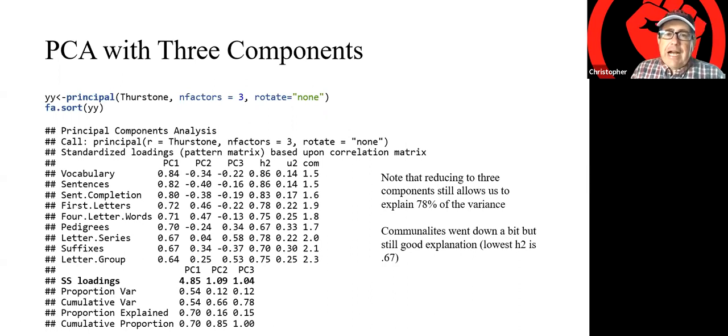The communality, remember the communality is H2, very confusing that there's a column called com, which is not the communality. So communality H2, you can see that we now have smaller values, but not substantially smaller. We're explaining 86% of the variance in vocabulary, 86% in sentences, 83% in sentence completion. Pedigrees is relatively low comparatively at 0.67, but these are all still pretty well explained.